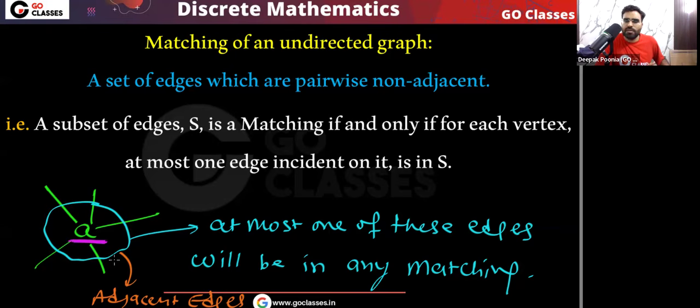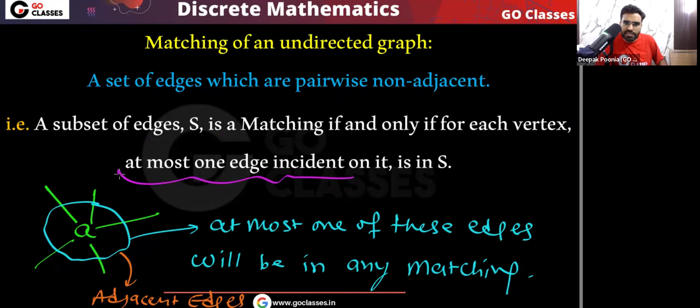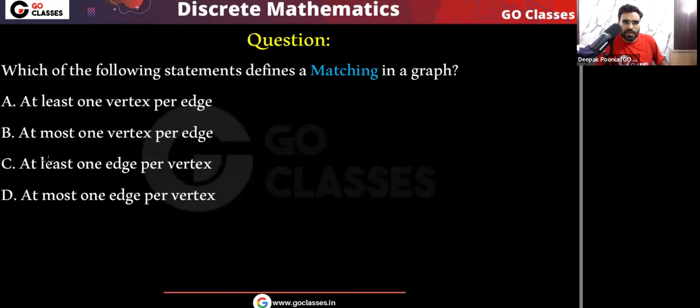Notice, per vertex, at most one edge we are taking, at most one edge that is incident on this vertex we are taking in the matching. So you can see, a subset of edges S is a matching if and only if for each vertex at most one edge that is incident on it will be present in the matching. Okay, very simple. I hope you understood. So per vertex, at most one edge we are taking in the matching. So the answer will be at most one edge per vertex. Okay, this is the definition of matching.